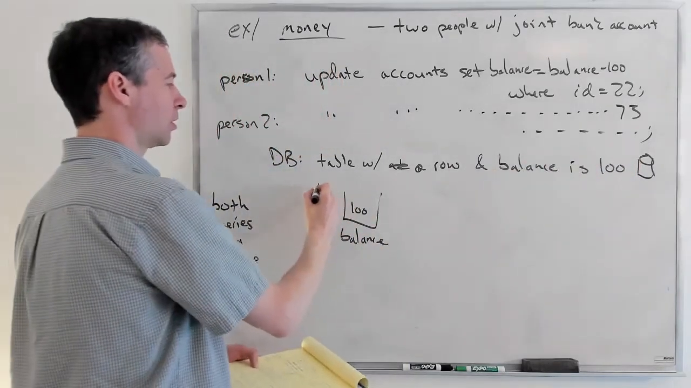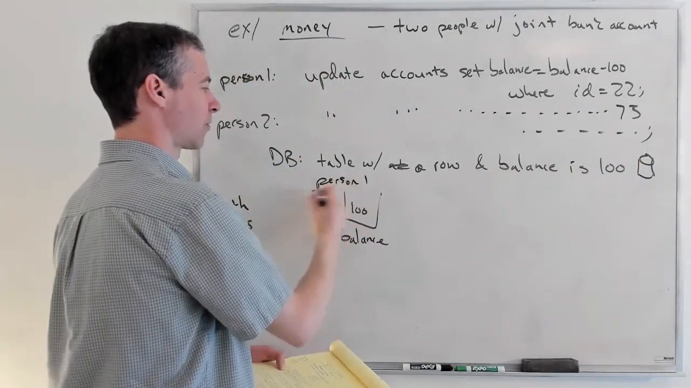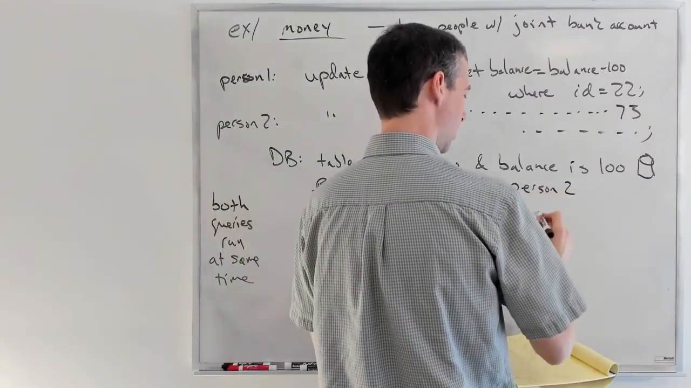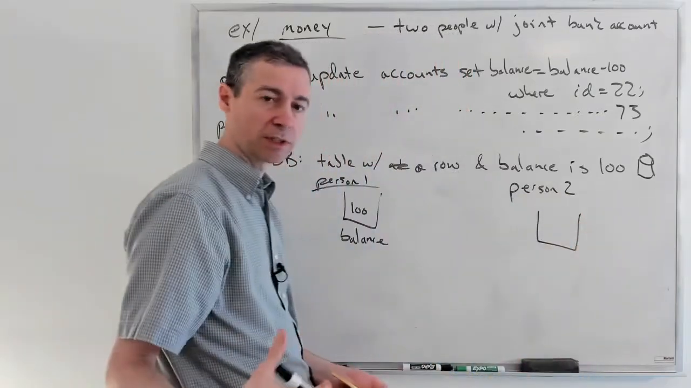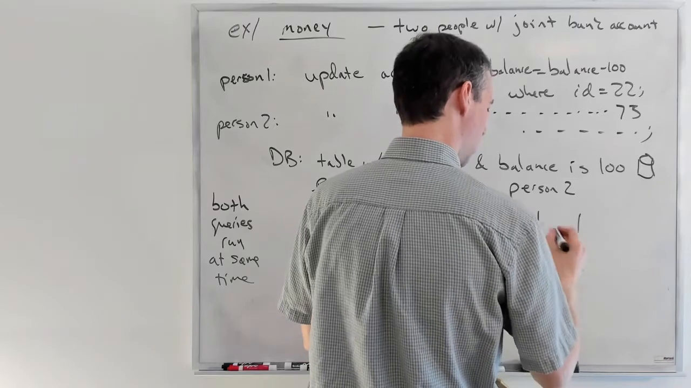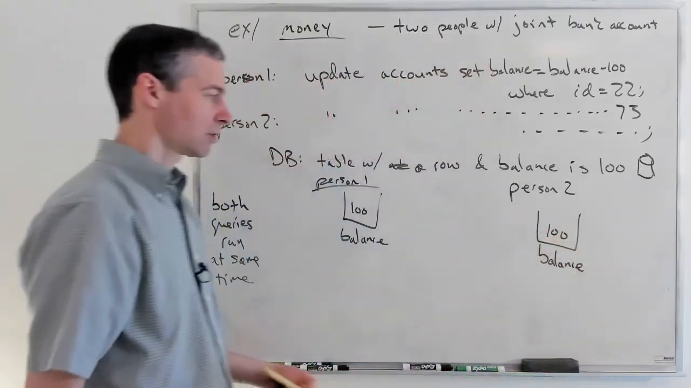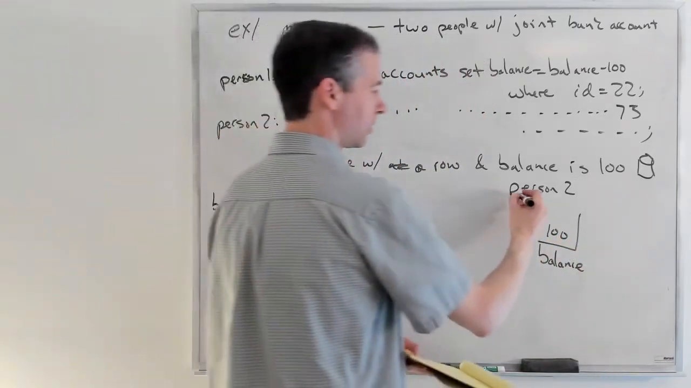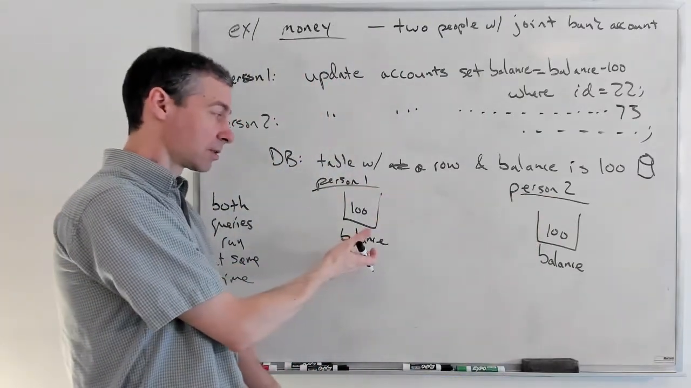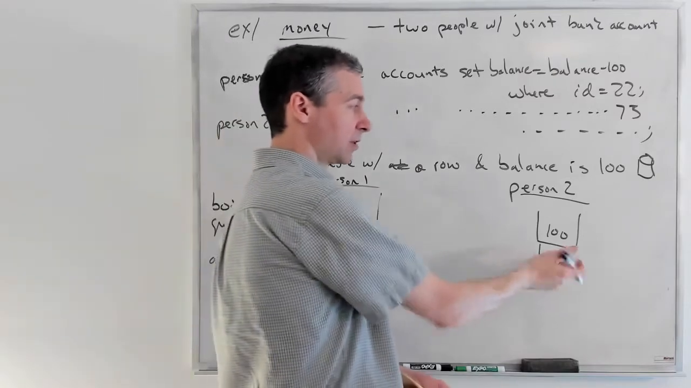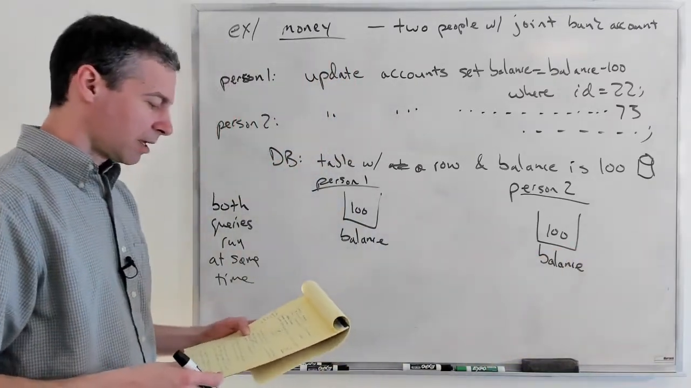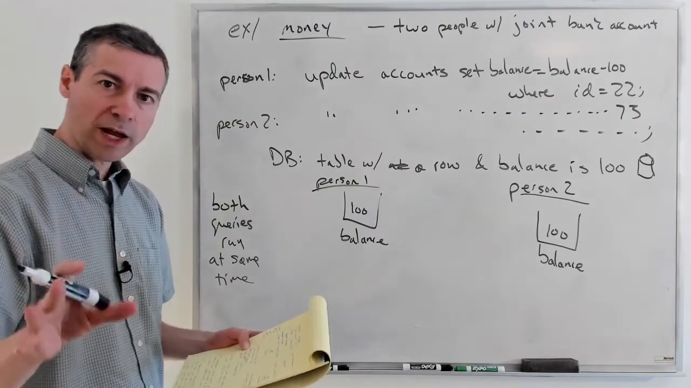So this is person 1 here. And we've got person 2. Their process that's running in the database also brings in that amount at the same time. They both read it in. So this thread or process thinks there's $100. This one thinks there's $100. They both read from the database. All right. And this is what happens.